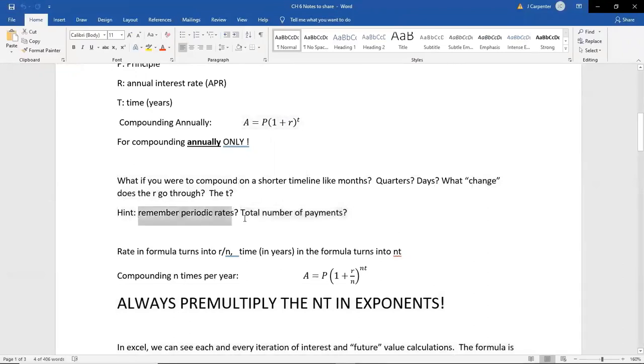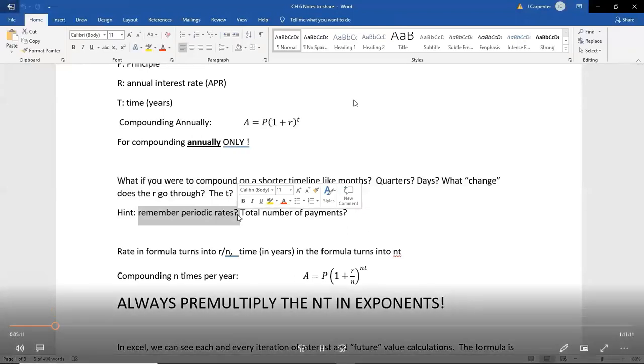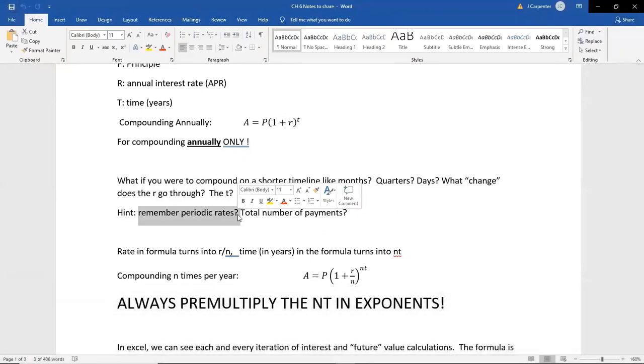So periodic rate is when you took your annual rate and you divided it by the number of periods in that year. So if you were talking about monthly, you would take the annual rate and divide it by the number of months. If we were talking about daily, we would take the annual rate and divide it by the number of days. This is what gives you just a little slice of the rate and the proportionally correct slice of the rate.